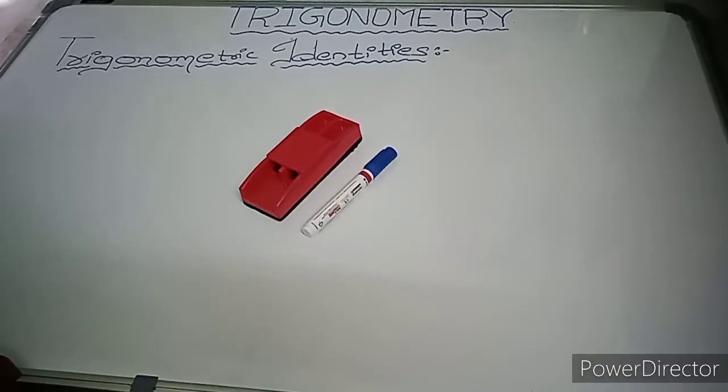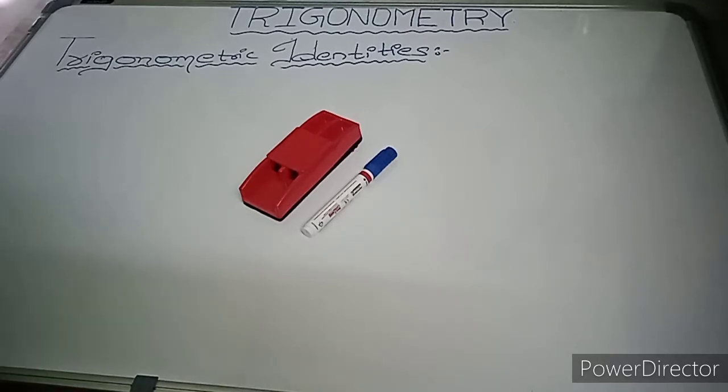What we learned in our previous classes: trigonometric definitions, trigonometric ratios of some specific angles, and complementary angles. Today we are going to learn a new topic about trigonometric identities.